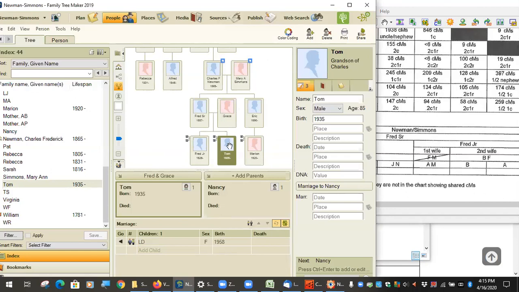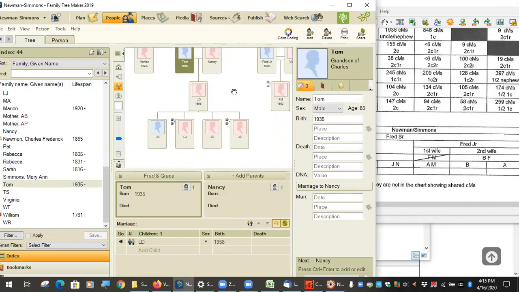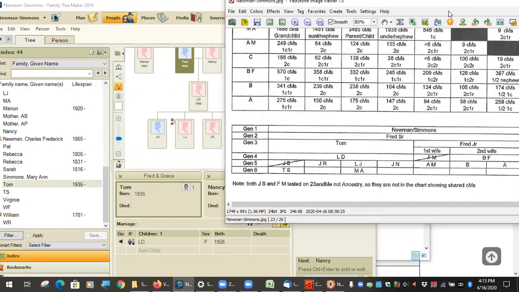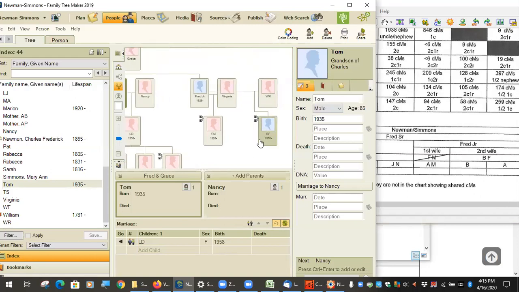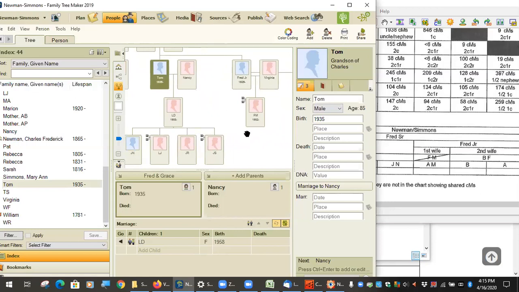If we go under Tom's tree, Tom has a child LD and then four kids, JS, JR, LJ, JN. But basically I just put those trees in. I just added in the spouses. If I didn't know a spouse, it doesn't matter.